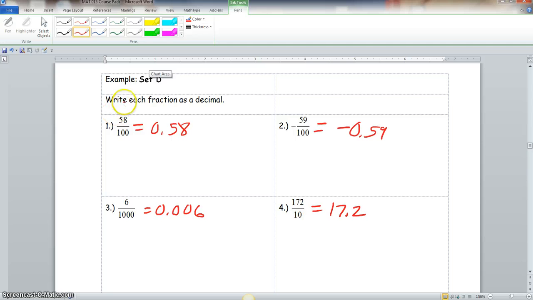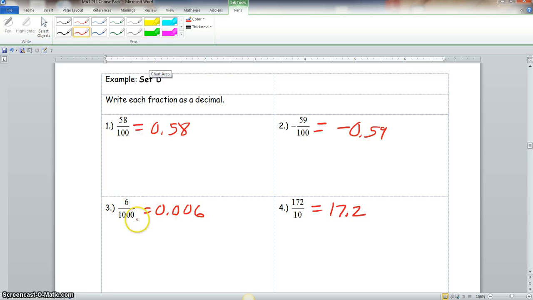Now in example set D, it says write each fraction as a decimal. We have 58 over 100. That means that this last digit must be in the hundredths place. So that would be 0.58. We have negative 59 over 100. That means that this 9 must be in the hundredths place, so it'll be negative 0.59.